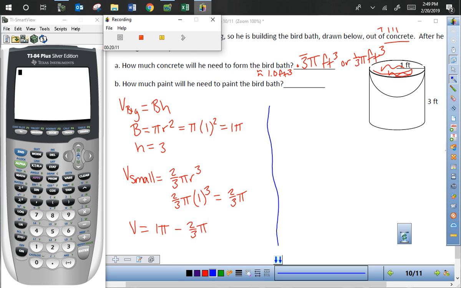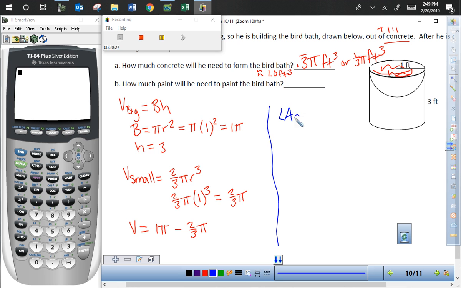Alright, for surface area, we're going to paint, so we have to think about what we would paint here. We'll paint the outside of the cylinder and then the inside of the hemisphere. So we want the lateral area of both of those shapes, the lateral area of the cylinder and the lateral area of the hemisphere.